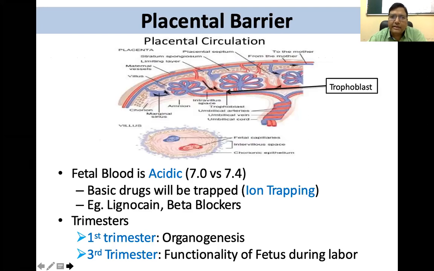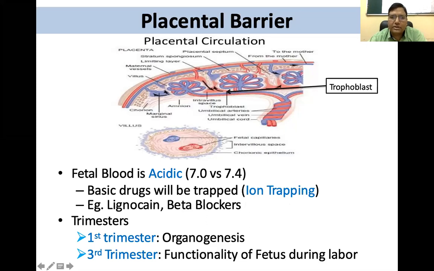Similar to the blood-brain barrier is the placental barrier, which is laid by the trophoblast. The fetal blood is slightly acidic. As I have told, the pH has an effect on the ionization of the drug. In acidic media, the basic drugs will be more ionized. So once the basic drugs enter the fetal circulation, they will get trapped there. This is ion trapping. So the level of basic drugs will be very high in the fetus.